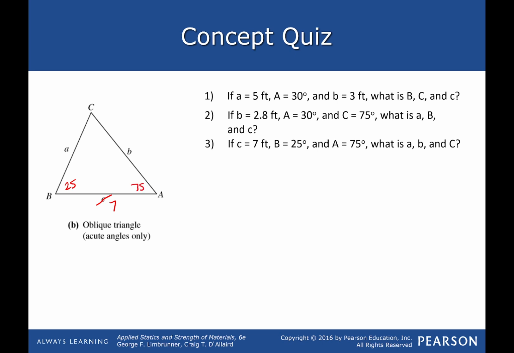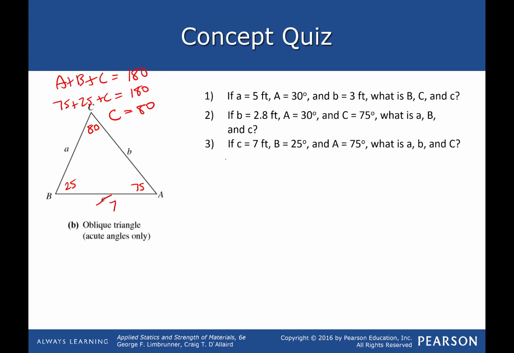And we don't know anything else. What we do know is that A plus B plus C is equal to 180. And so that means that 75 plus 25 plus C is equal to 180. So C, the angle, is equal to 80 degrees. There we go. We got it. C equals 80. So now I can use law of sines to solve for the rest.